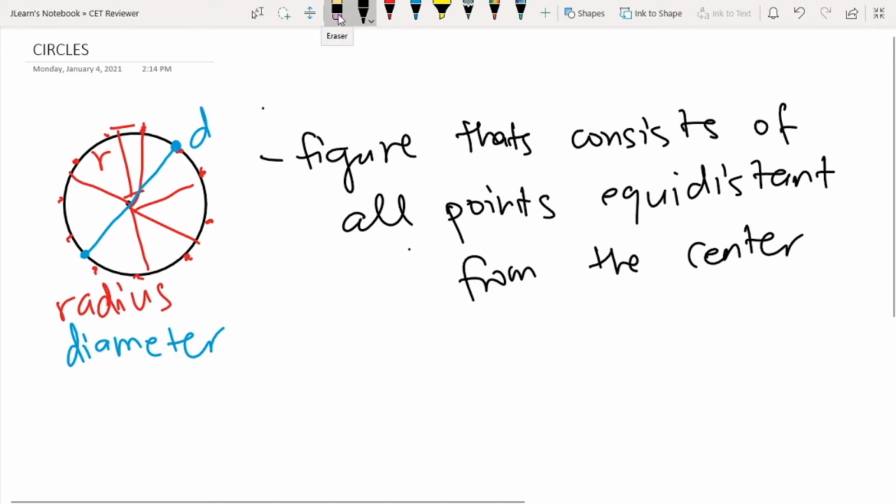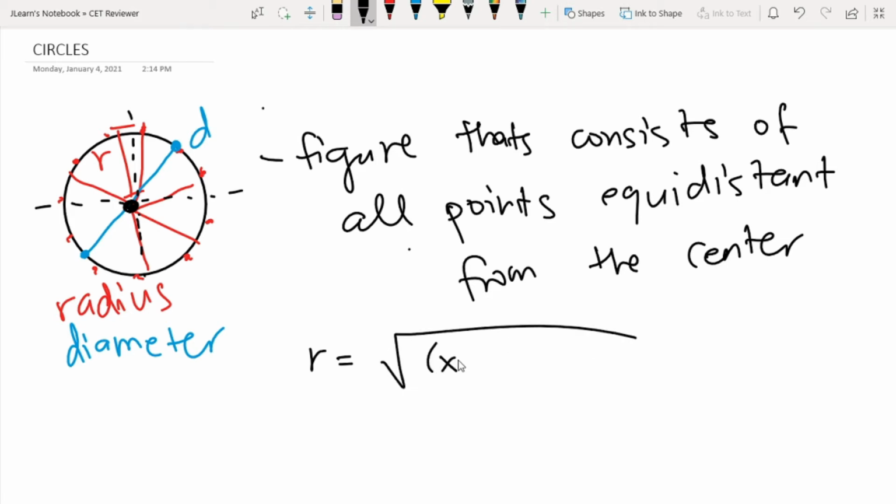So, from the definition, no, we can say na itong point na to, okay, if we graph this in the Cartesian plane, no? If imagine natin nasa isang Cartesian plane yan, yung radius na yan or the length r ay equal sa square root ng x minus h squared plus y minus k squared, no? Using just the distance formula where yung h and k is the center, h comma k.